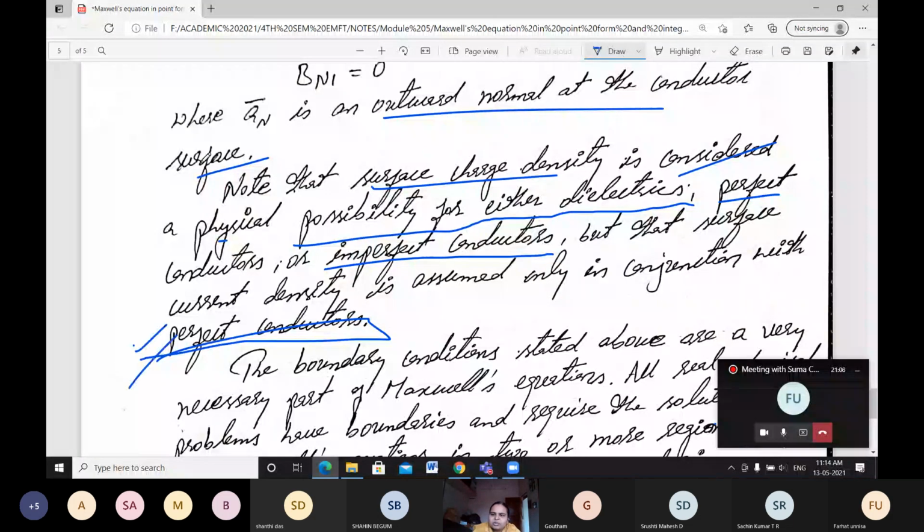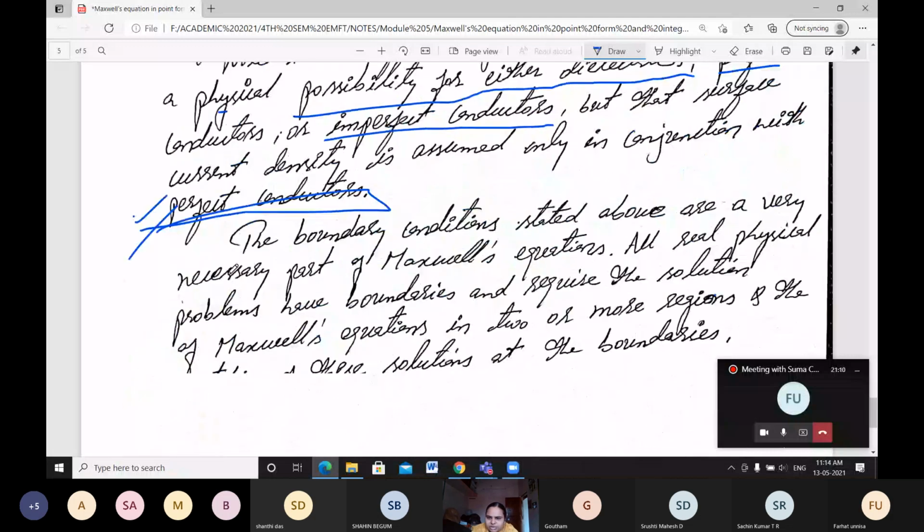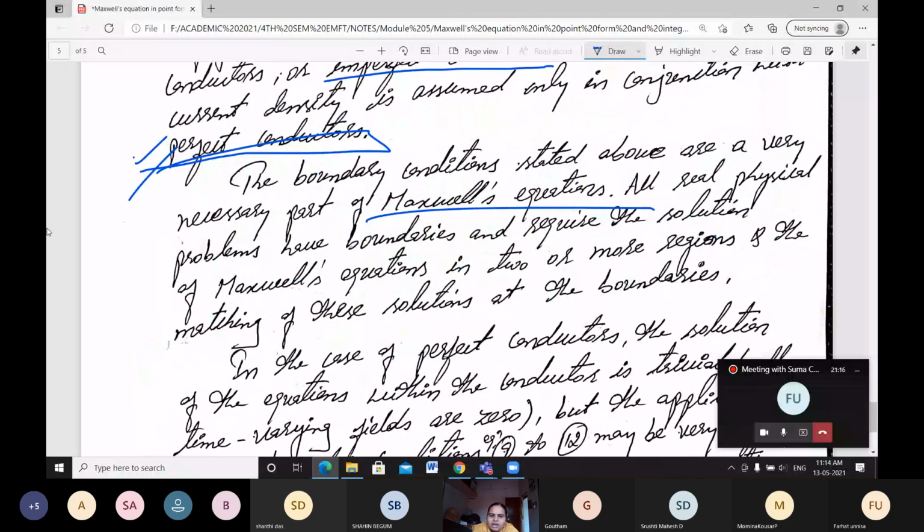Then the boundary conditions stated above are a very necessary part of Maxwell's equations. All real physical problems have boundaries and require the solution of Maxwell's equations in two or more regions and matching of these solutions at the boundaries. Means, what boundary condition we are going to be taking: from where to where our charges are moving, what our magnetic field and electric field are, and how the density of the electric or magnetic field is going to be varying. The equations from Maxwell give all the information for how a boundary is limited.